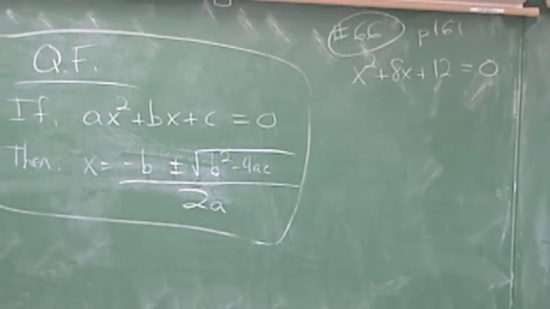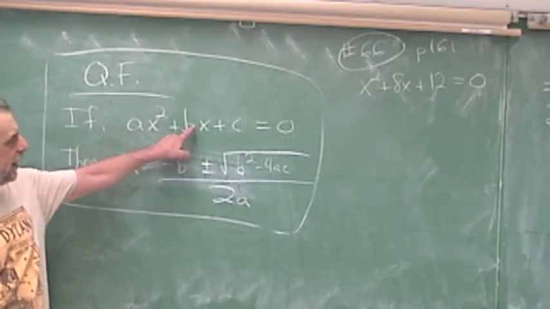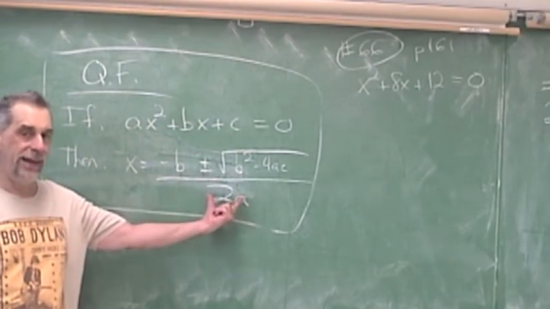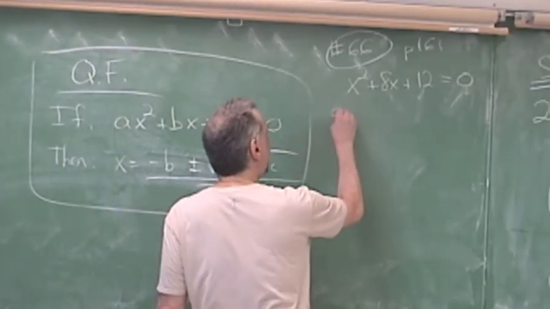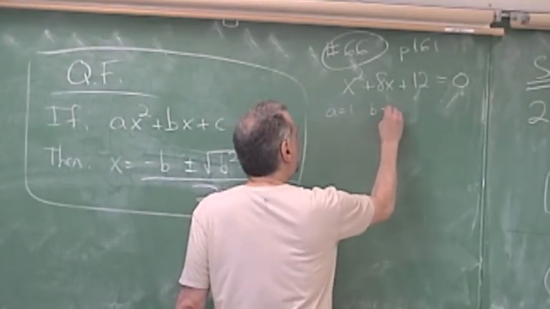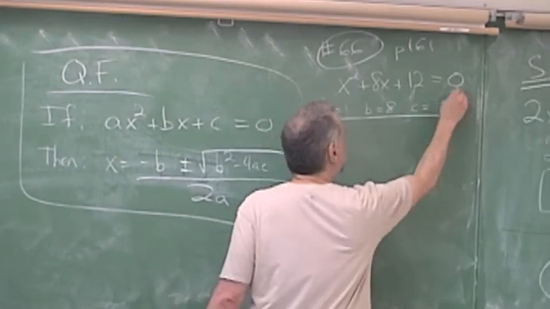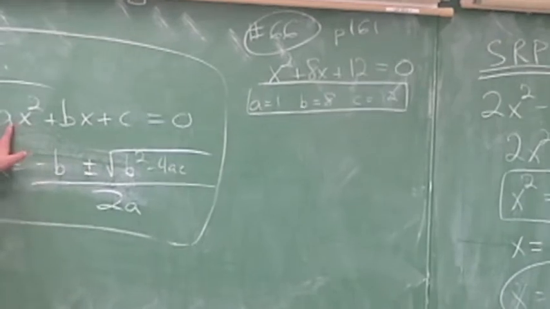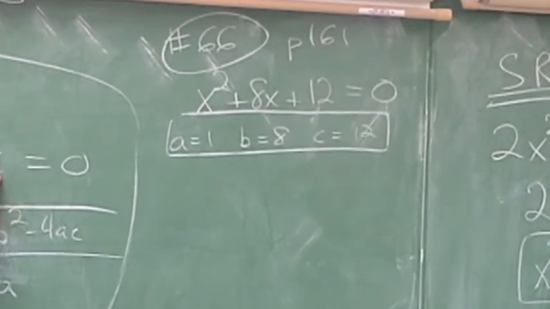Now that we have it in that form, we just want to identify what the A is, what the B is, and what the C is, so that we can then put it into this formula and come up with the solutions. So here we see that A is 1, B is positive 8, and C is positive 12. Right? The number in front of the x squared is 1, the number in front of the x is 8, and the constant term is 12.